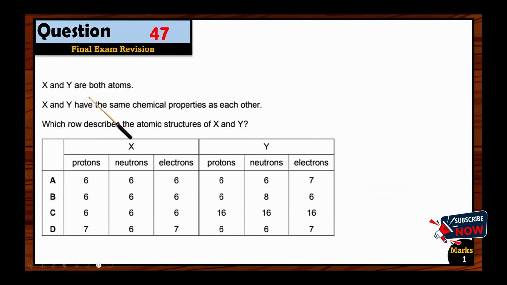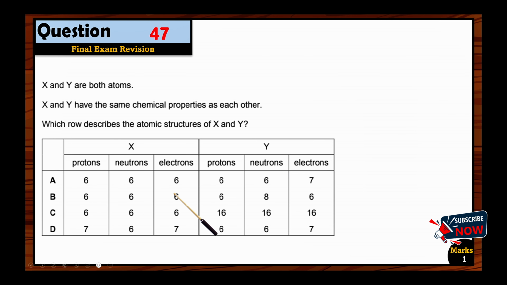Question 47. X and Y are both atoms. X and Y have the same chemical properties as each other. Which row describes the atomic structure of X and Y? If you see here, they have already given you the information that they have the same chemical properties. So it means they are atoms of the same element, right? If they are atoms of the same element, then they should have the same proton number and the same electron number. So now let's see which have the same proton number.